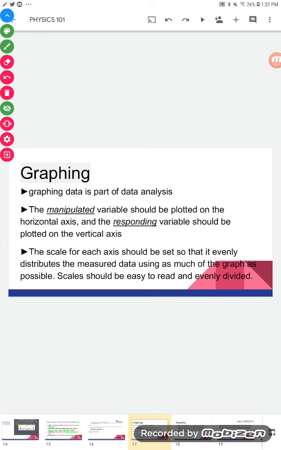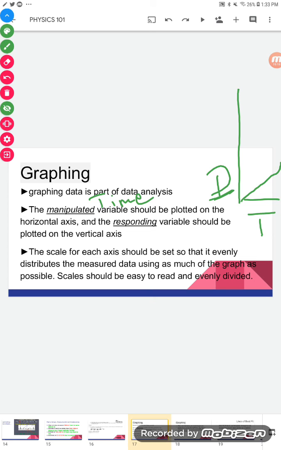So basically, things like time would go across the bottom, and distance would go up and down. So if we did time versus distance here, the longer that you go, the further you've traveled. If you change the time, it would change the responding variable of distance. The scale of each axis should be set so that it evenly distributes the measuring data.